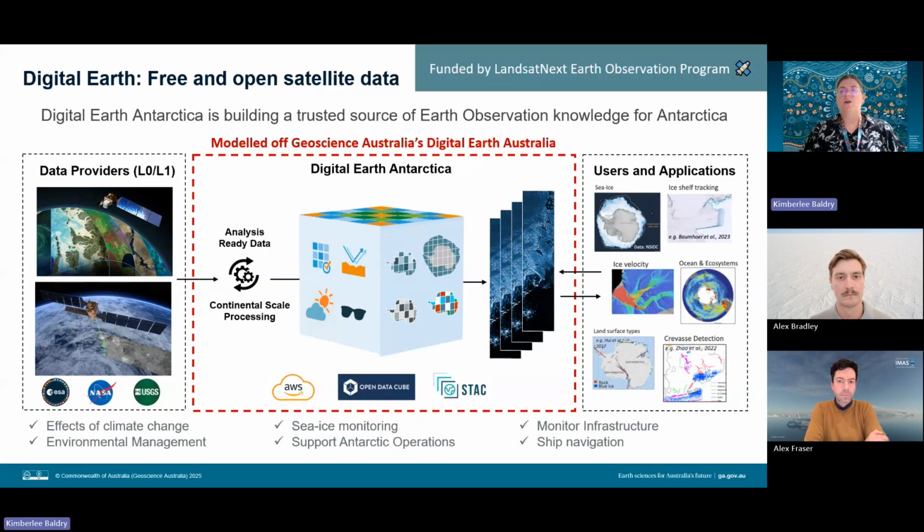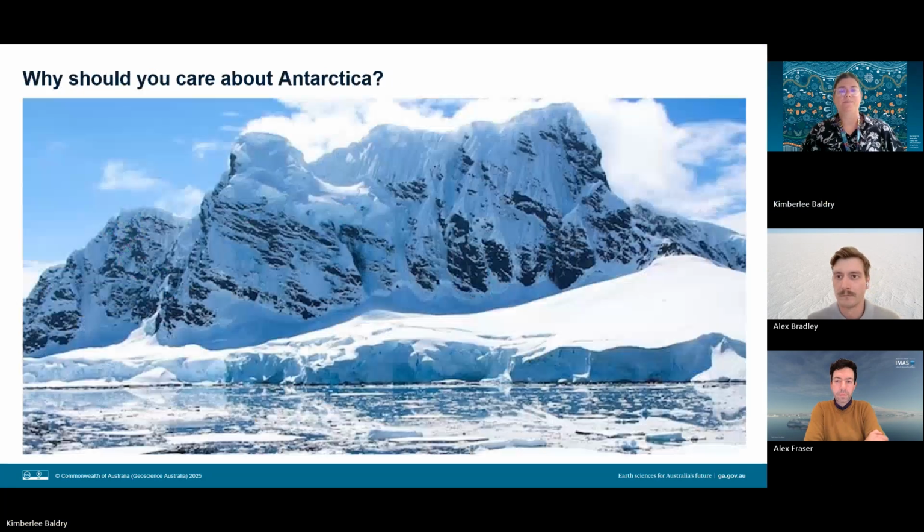The Digital Earth program is being funded by the Landsat Next partnership under Geoscience Australia's new Earth observation program. This means that we'll be able to support long-term studies towards climate change monitoring, Antarctic management, logistical operations and more into the future.